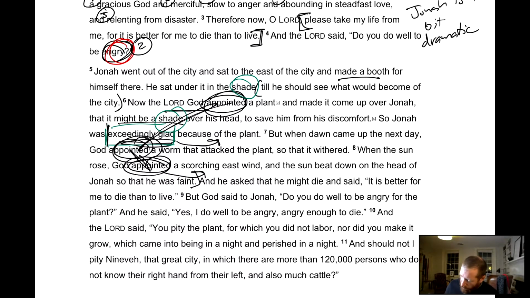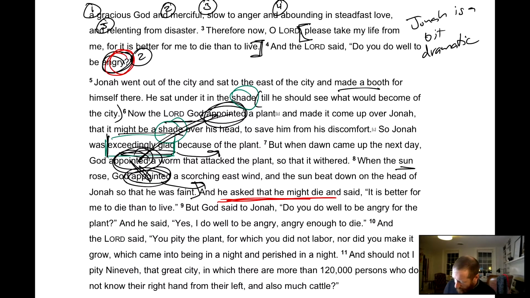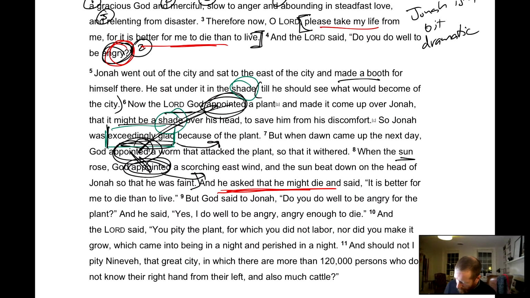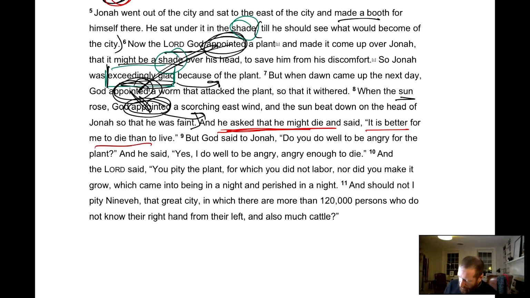So he was hiding from the sun before. Now he can't hide from the sun. And what is Jonah going to do here? He asked that he might die. We saw this again. For it is better for me to die than to live. Take my life. It is better for me to die. That's the second time you've said that.